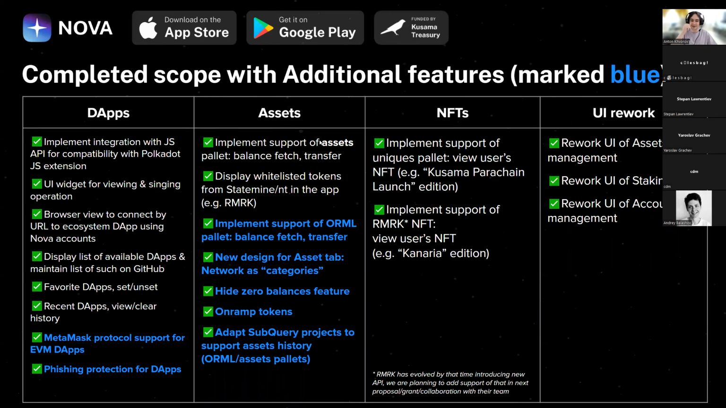As for the assets, you can see that it's twice as many features as we promised. But let's discuss why it happened, right? So the first one in this list is to implement support of something called ORML palette, and the same features like balance fetch and the transfer.